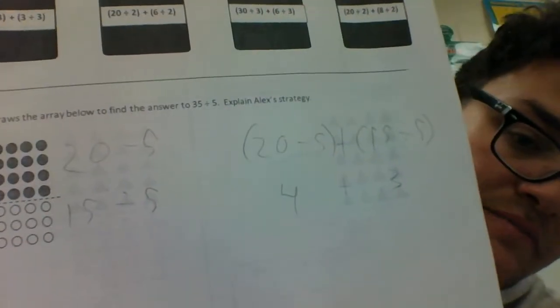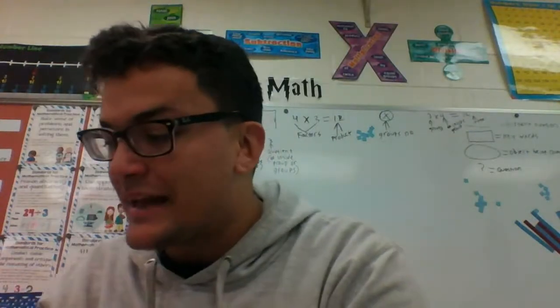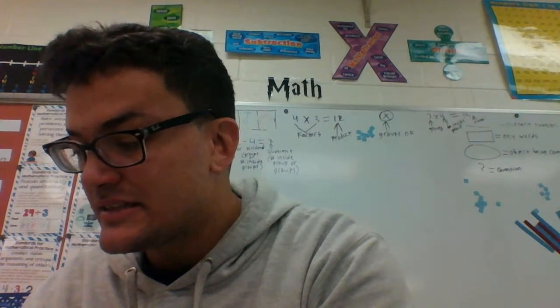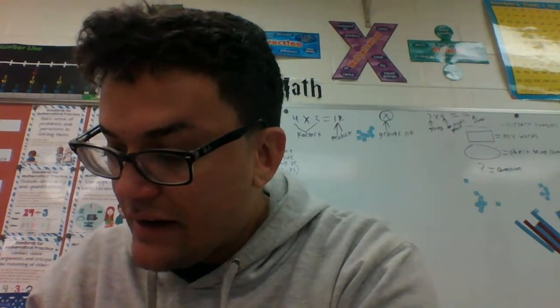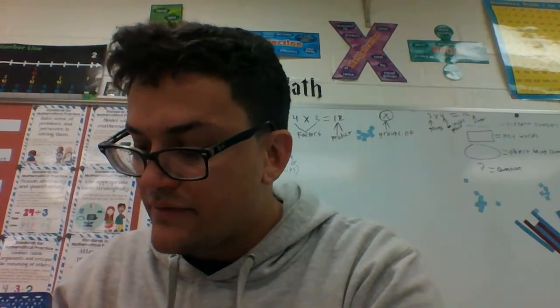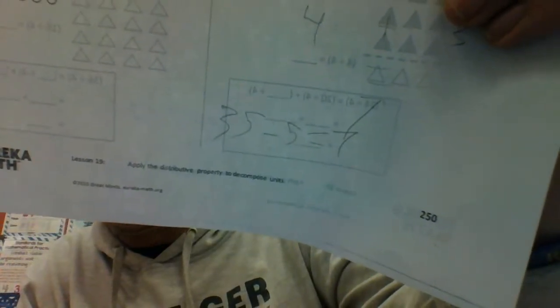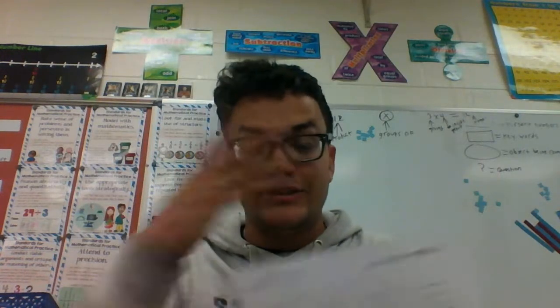So this is what they should see, and then when they add them together, they'll realize that 4 plus 3 is 7. And that is their final answer. And that tells them that 35 divided by 5 equals 7. And that should be what their final product looks like. And that is homework for yesterday and tonight.